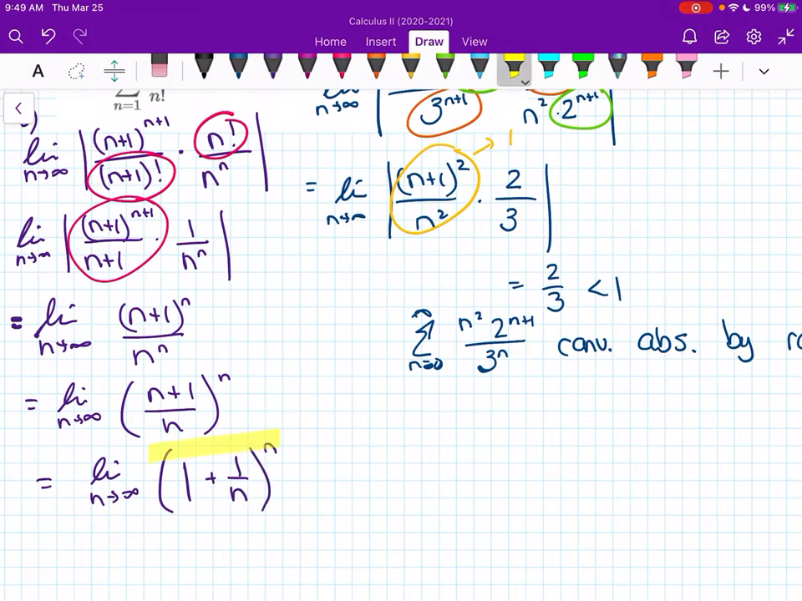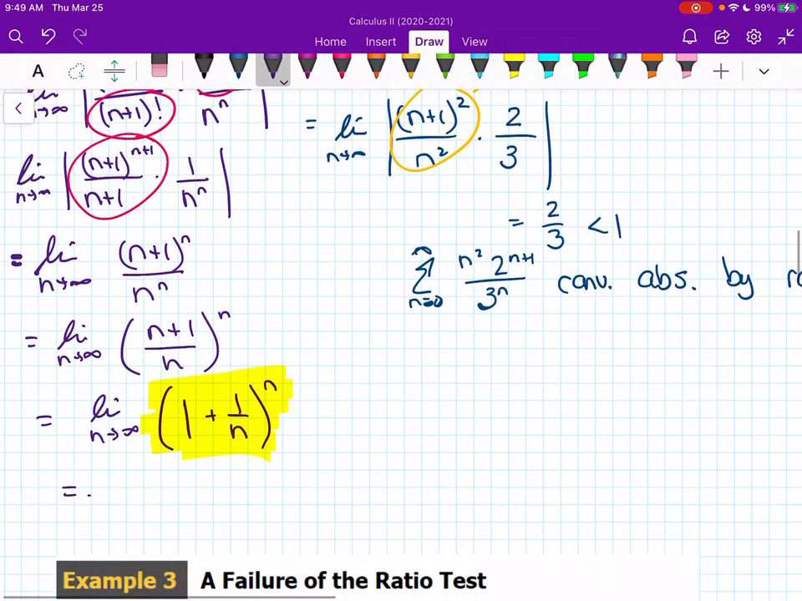And this should look familiar to you as n goes to infinity. This limit, you should start to figure out, oh, that looks familiar. What is it? It's in fact e, all right, which is greater than 1, so it diverges.